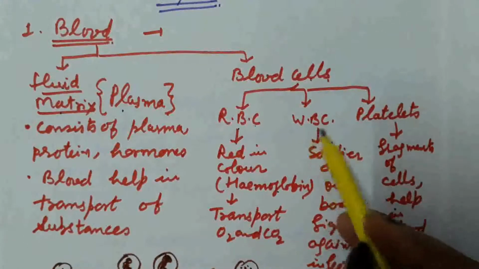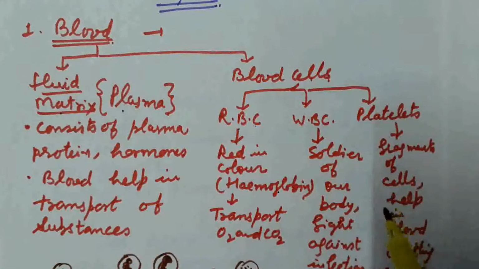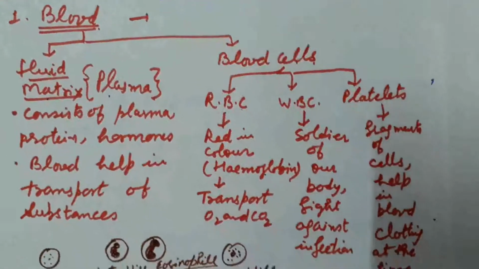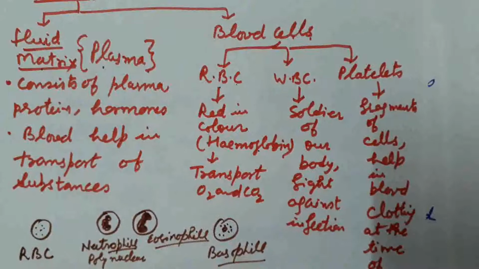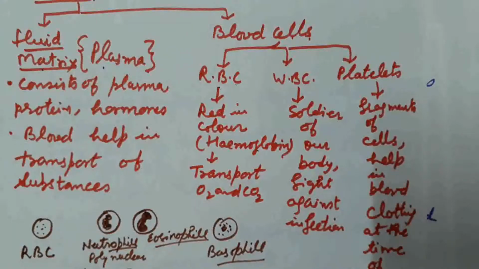Second cell, WBC, that is white blood cell, also known as leukocytes. They are known as the soldiers of our body, as they fight against infection. They are the cells of our immune system which protect us from various kinds of pathogens or diseases.